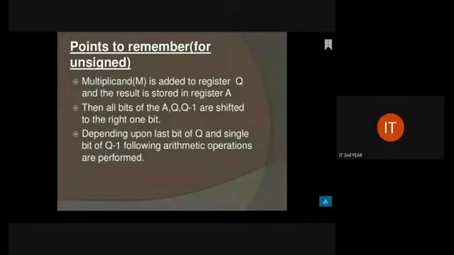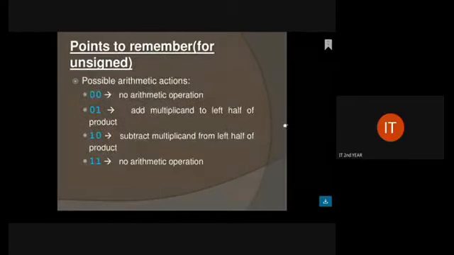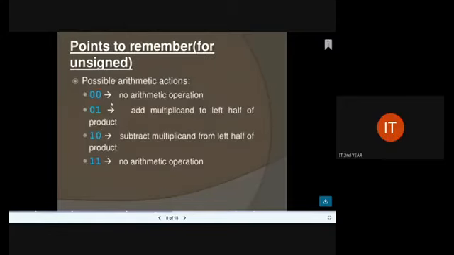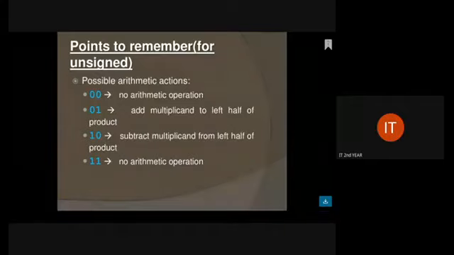So depending upon the last bit of Q and the single bit Q minus 1, the various arithmetic operations, starting from addition and subtraction, we will be performing. These are all the possible arithmetic actions that are performed when we deal with A, Q and M, depending upon the value of Q minus 1. The four possible combinations are 0 0, 0 1, 1 0 and 1 1.